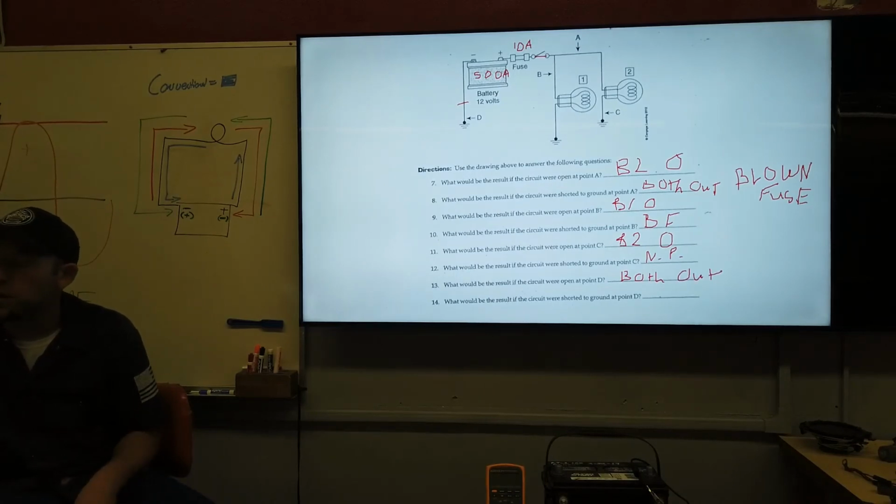Then what would be the result if we had a short to ground at D? So if we ground the ground, then we have no problem.